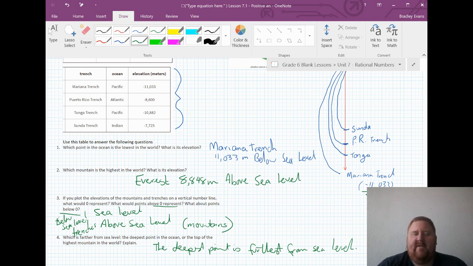All right, a couple of key points. Remember, you always need a 0 on your vertical number line. Numbers that are positive will be above 0, and numbers that are negative will be below 0.